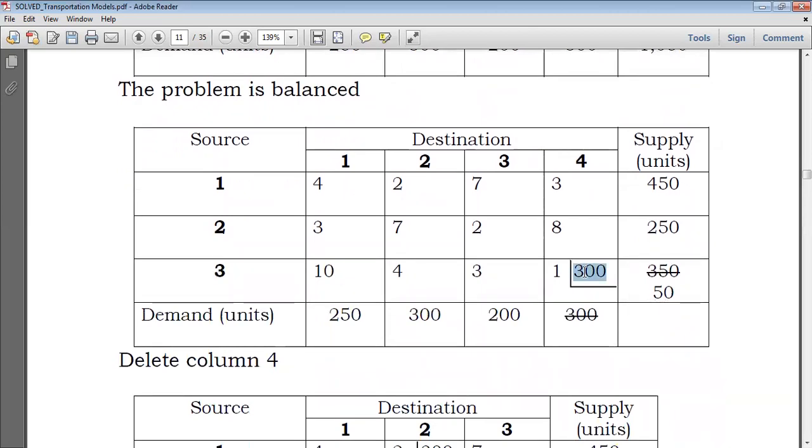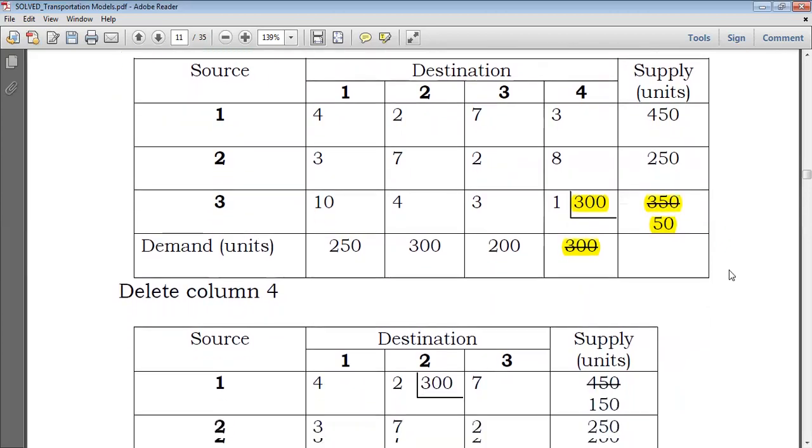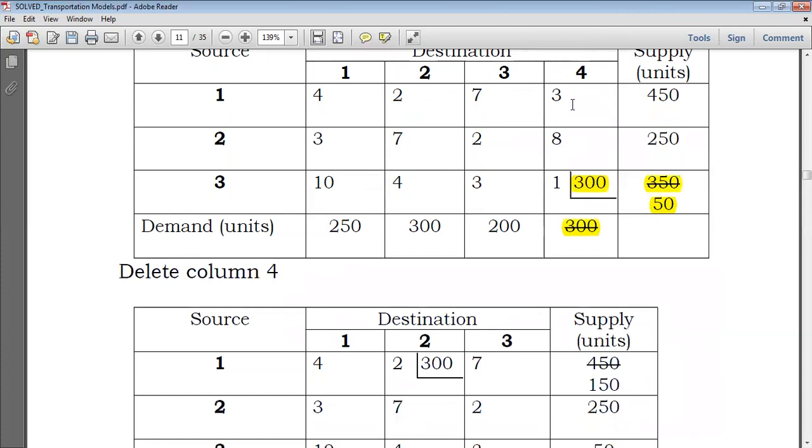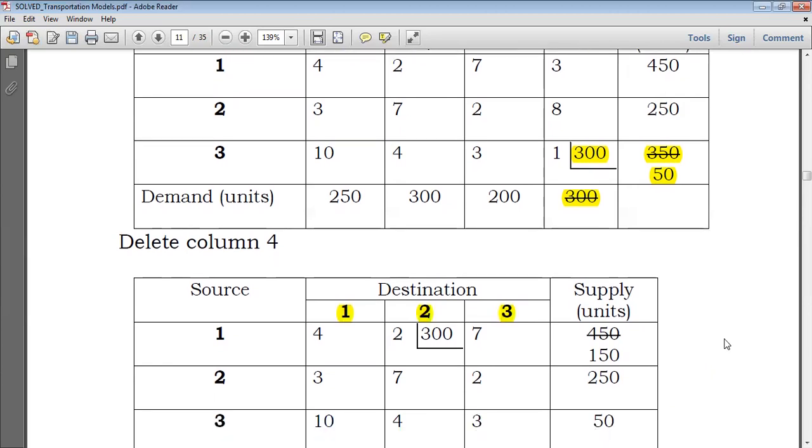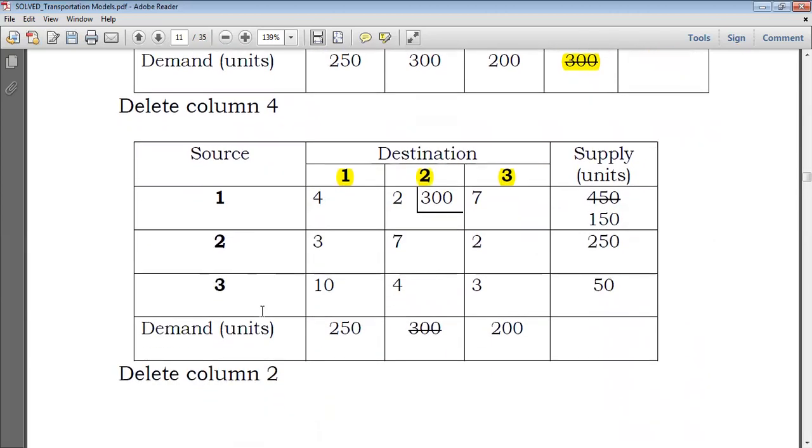You supply 300 here, and then the demand actually is exhausted, and then the supply of 350 units actually remained with 50 units. And so, as we said, eliminate the exhausted row or column. Now, destination 4, which is the column, has been exhausted, and so it is eliminated. So we remain with only 1, 2, and 3 here. It's shown down here, 1, 2, and 3.